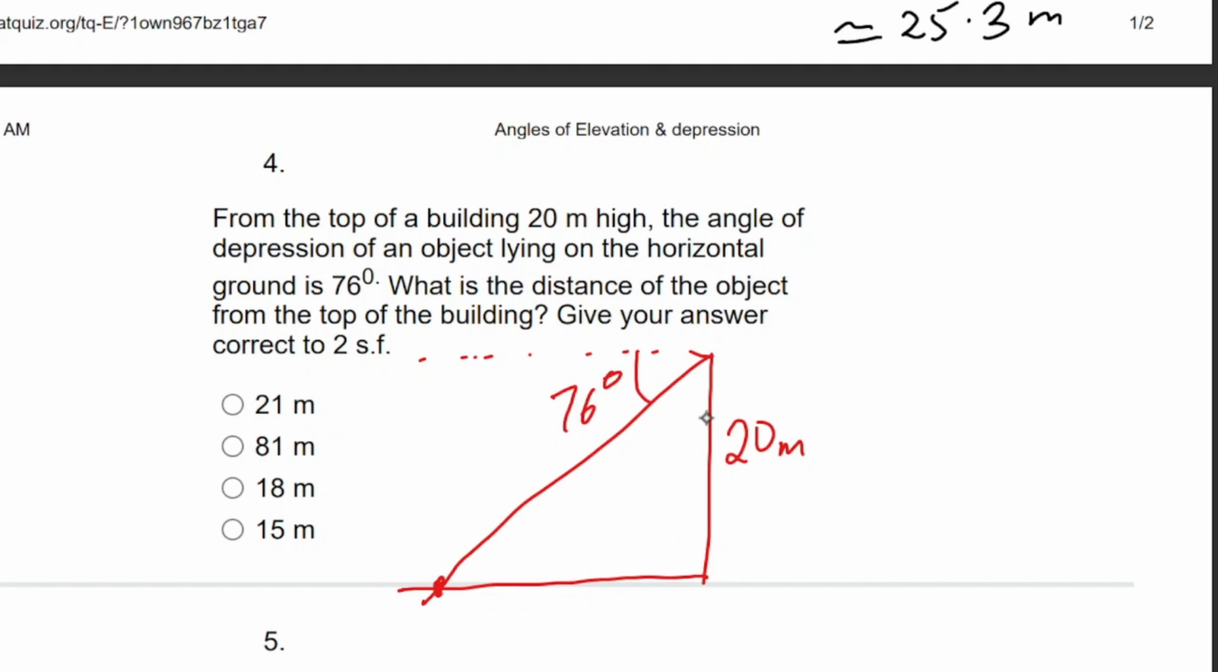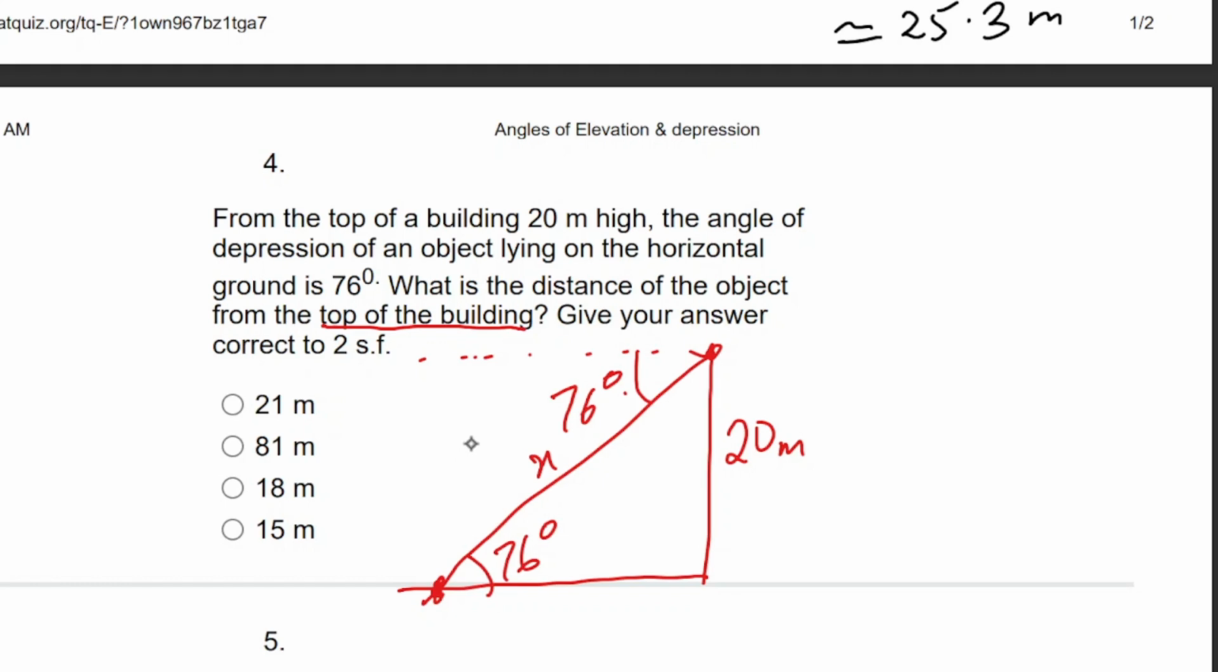So what is the distance? What is the distance of the object from the top of the building? This is the top of the building, this is the object. So we are looking for this place. Can you see? So we have to be very careful. So don't forget that this is also 76 degrees, alternate angles.